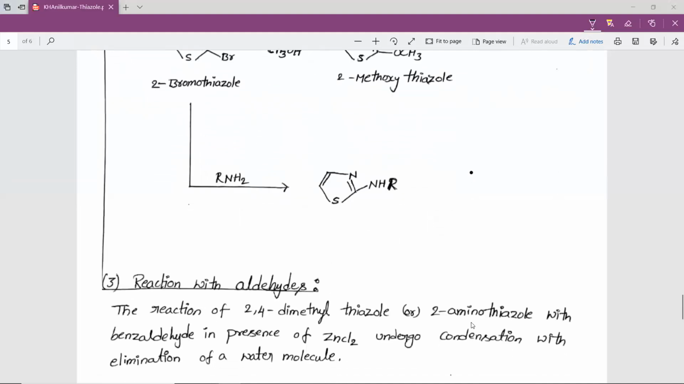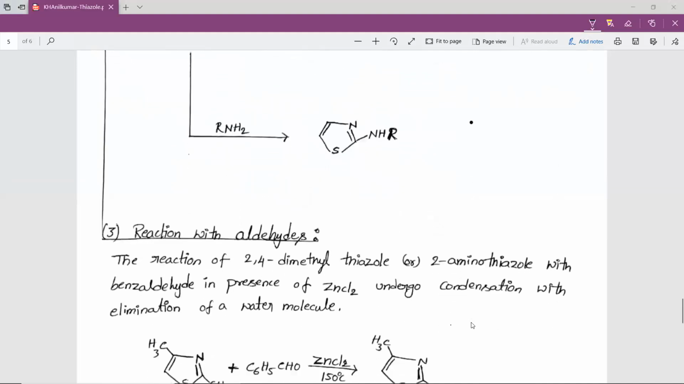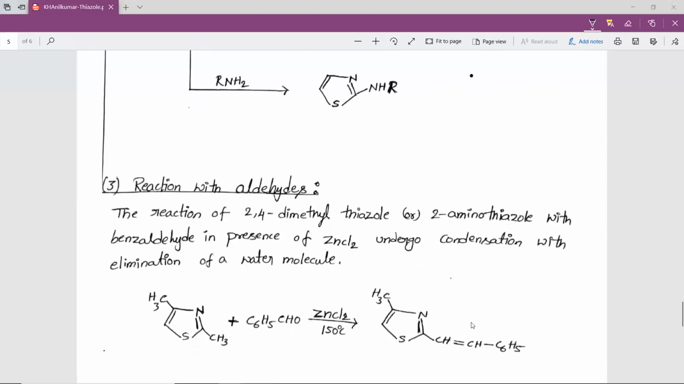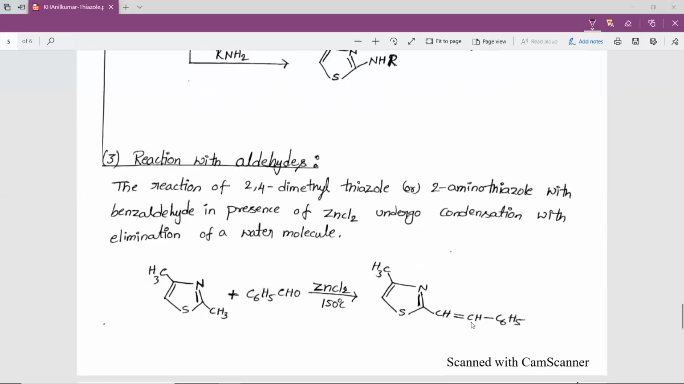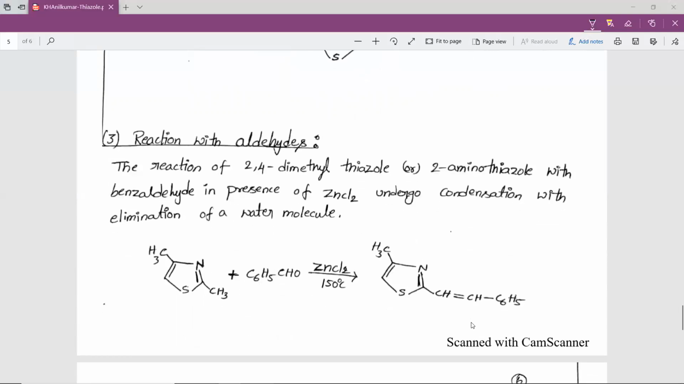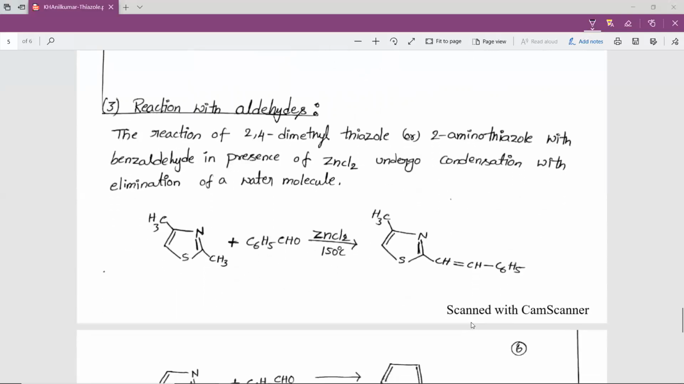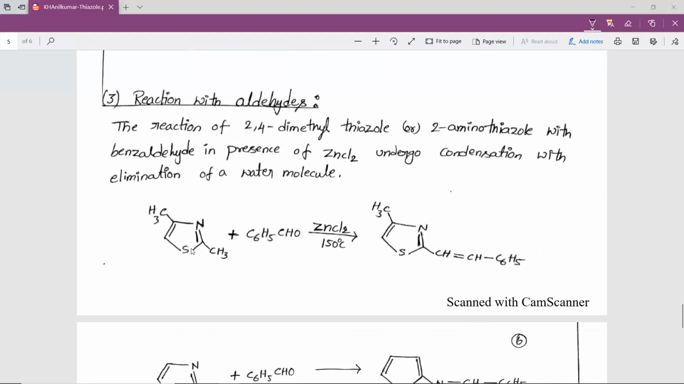So reaction with aldehydes. The substituted thiazole can react with benzaldehyde in the presence of an acid catalyst. Here we can see 2,5-dimethyl thiazole reacting with benzaldehyde in the presence of zinc chloride, an acid catalyst, in a condensation reaction. That means this oxygen and the 2 hydrogens are removed as a water molecule. It is a condensation reaction.